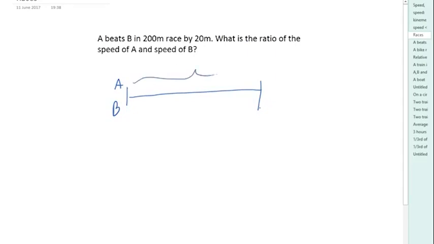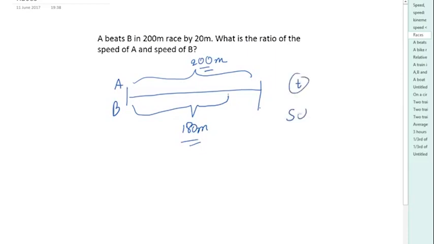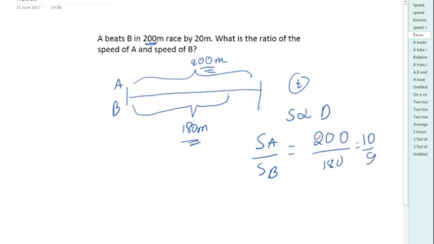So what it means is A is traveling 200 meters and B is traveling 180 meters in the same time interval. That's how it is beating B. So here again, your time is constant, so speed is proportional to distance. For the same amount of time, A is able to travel 200 meters and B is traveling only 180 meters. So if we want to know the ratio of speed of A to speed of B, we can just take the ratio of the distance they traveled, which is 200 by 180, equal to 10 by 9. So don't get very confused with such questions.